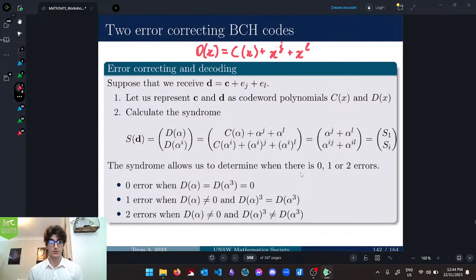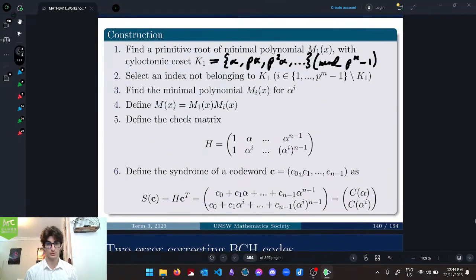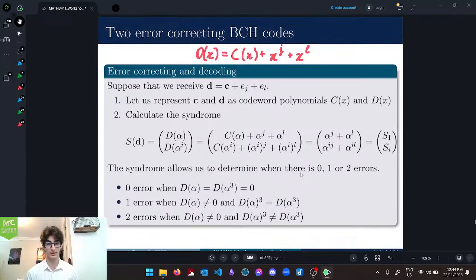Calculate the syndrome. So we can see the syndrome of D as we saw a little earlier, just back here. We know that the syndrome of a code word, or the syndrome of anything, is going to be its polynomial evaluated at alpha, and then its polynomial evaluated at alpha to the power of I. So we get exactly that. Subbing in this little relation we found, we're going to find this is C of alpha, alpha to the J, alpha to the L.